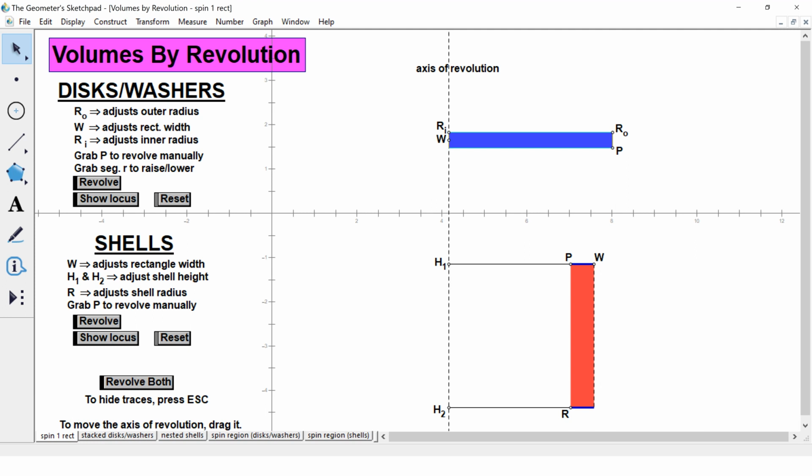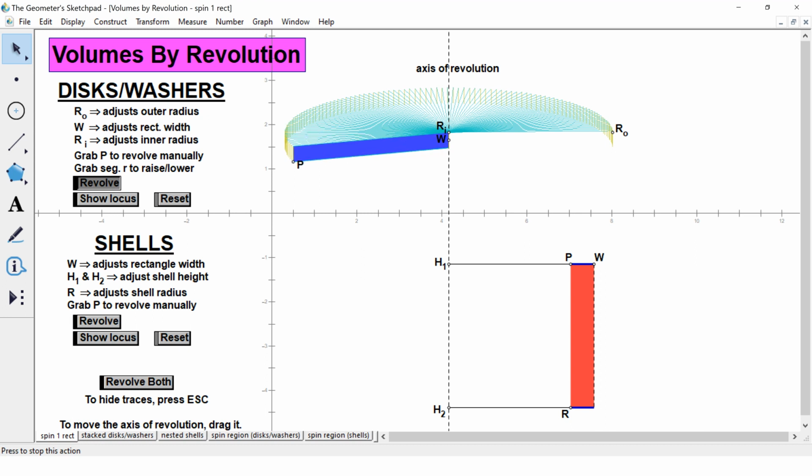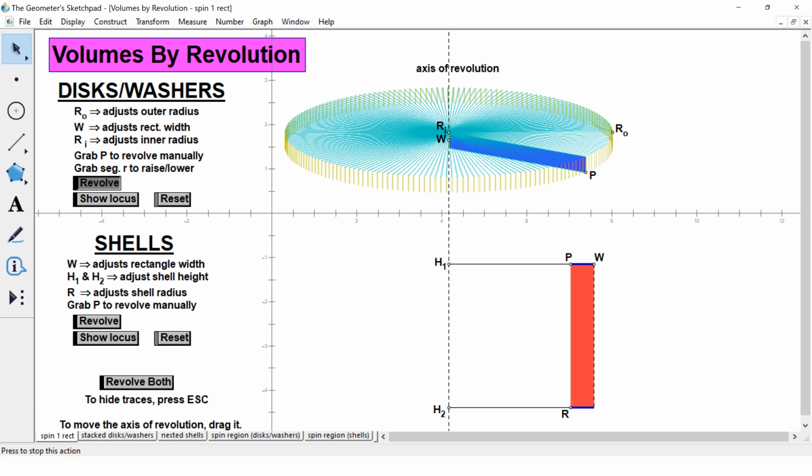Here's my disc. Sorry, here's my rectangle. I have it horizontally just because it was easier to animate, but if you're bothered by this, turn your head sideways. Okay? So, if I revolve that puppy, you see it spins and makes a nice, pretty disc. Okay? Easy? Yes? Okay.